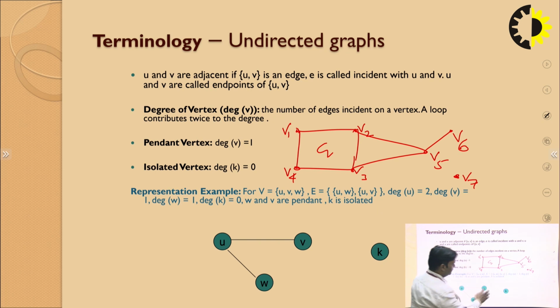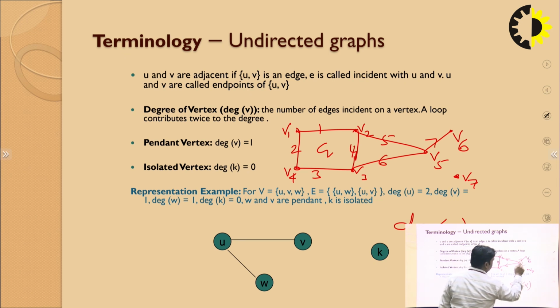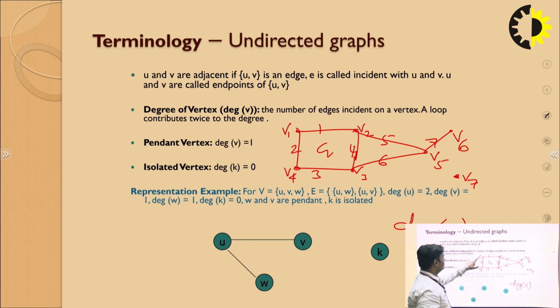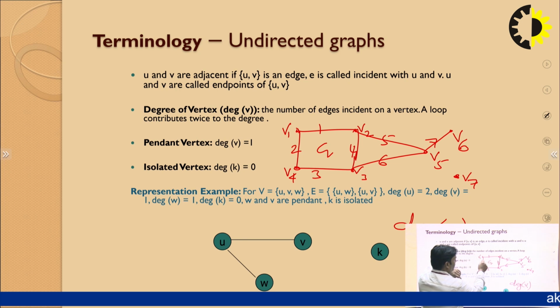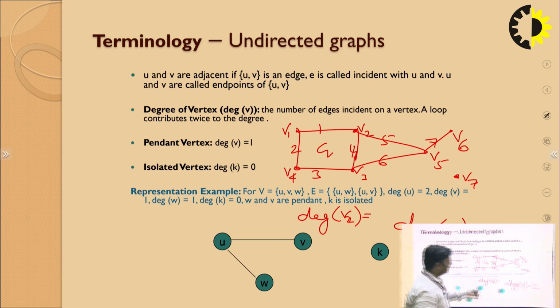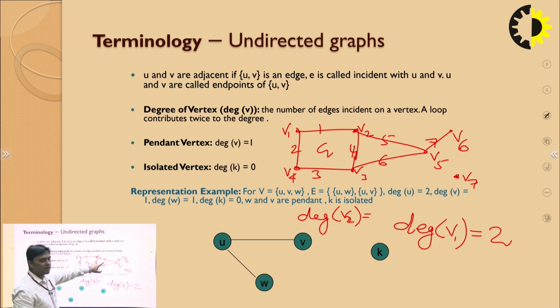If we count the degree of V1, then the number of edges at V1 is 2. There are 7 edges in total, numbered 1 to 7. At V1, edge 1 and edge 2 are incident, so degree of V1 equals 2. Degree of V2 equals 3, as we see that 3 edges are incident at V2: edge 1, edge 4 and edge 5.